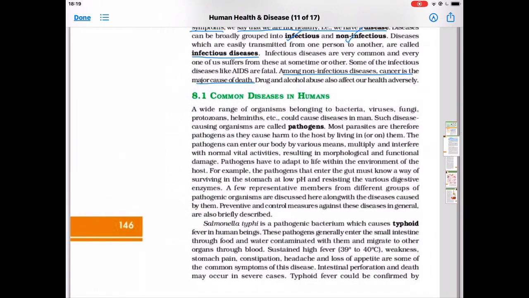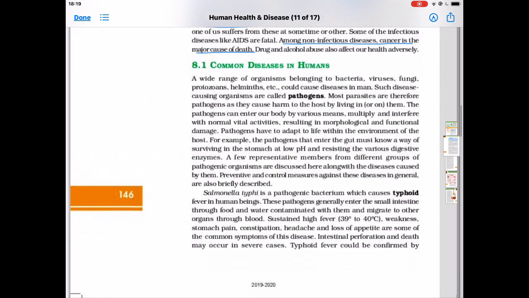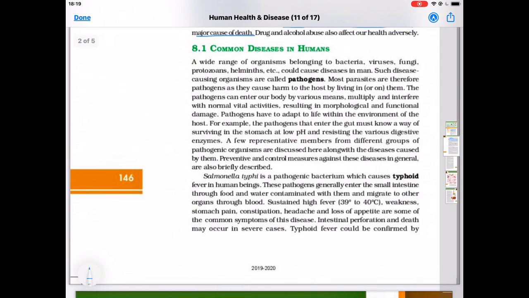Such disease-causing organisms are called pathogens. Definition of pathogen: disease-causing organisms are called pathogens. Most parasites are therefore pathogens, as they cause harm to our body, to the host, by living in or on them. The pathogens can enter our body by various means, multiply and interfere with normal vital activities, resulting in morphological, means structural, and functional damage. Pathogens have to adapt to life within the environment of the host.